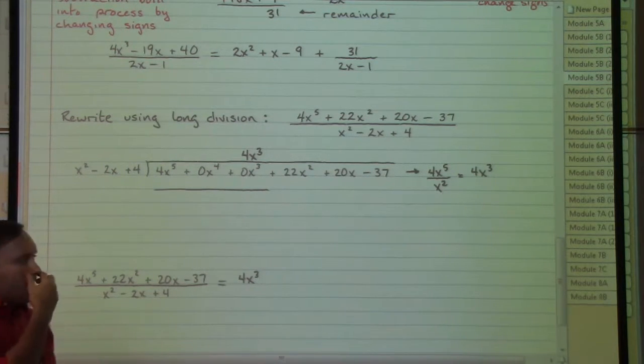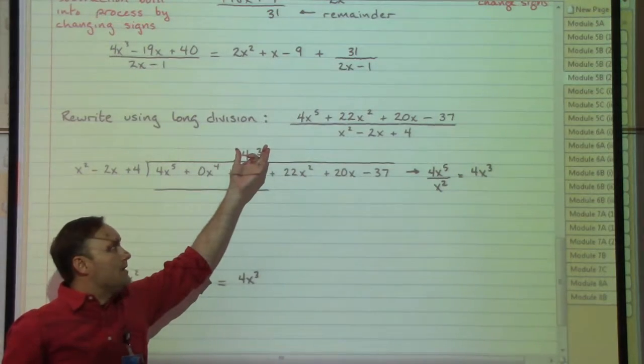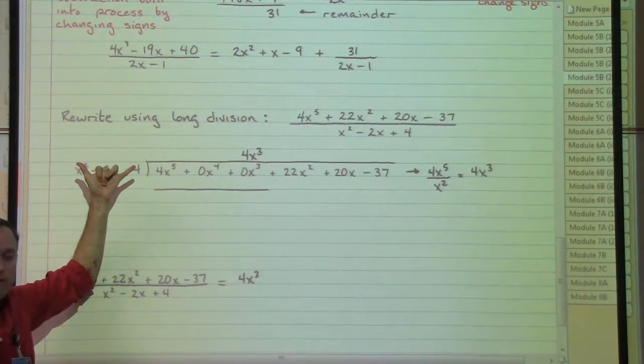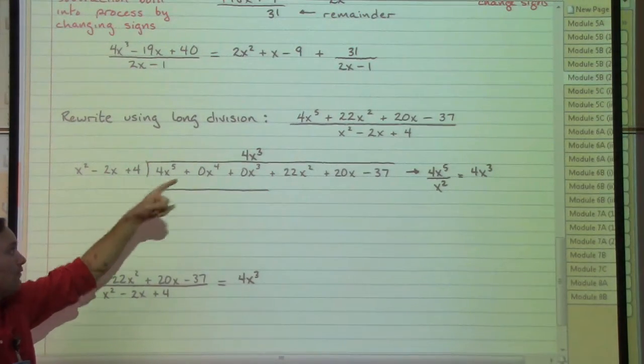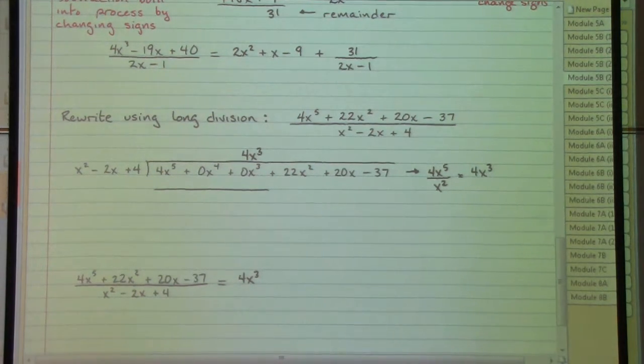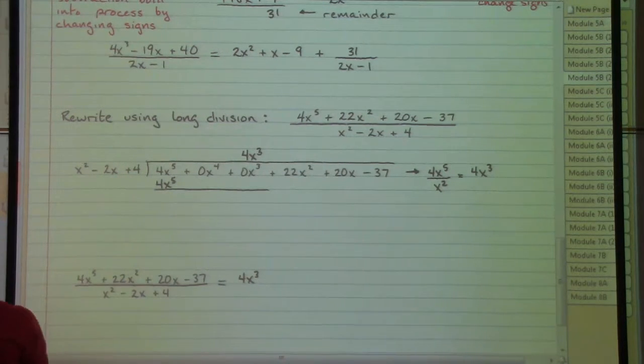Now, rather than taking up some extra room and showing the multiplication, I'm just going to talk my way through it. I'm going to take that 4x to the power of 3. I'm going to multiply by everything out front, so 3 terms. 4x to the power of 3 times an x squared. That'll give me 4x to the power of 5. The 4x to the power of 3 on top times a minus 2x, or a negative 2x, would give me a minus or a negative 8x to the power of 4.